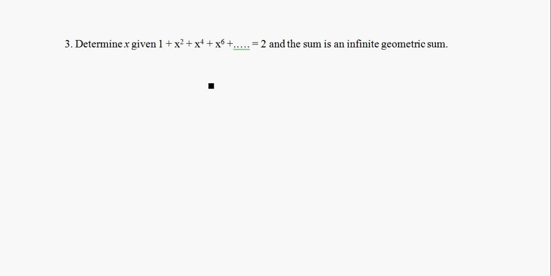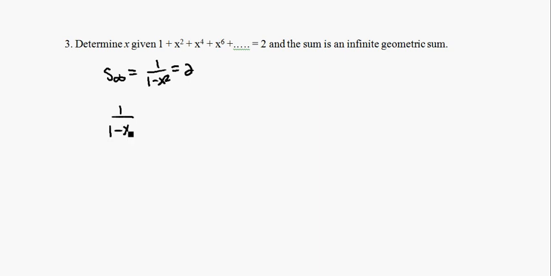Our next one, this is a geometric sum. It's infinite, going on forever. We want to determine what is the value of x. Well, since it's infinite, we can use our infinite geometric sum formula, where the sum is 2, the first term is 1, and it looks like we're multiplying each term by x squared. So our infinite sum will be 1 over 1 minus x squared, which is equal to 2.